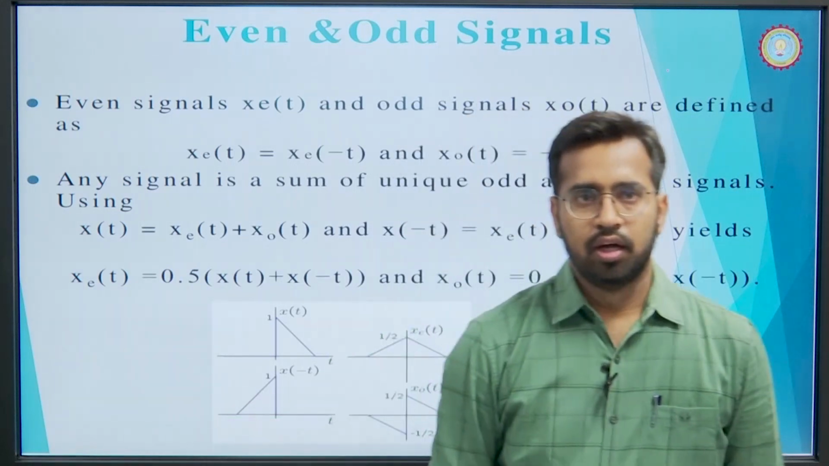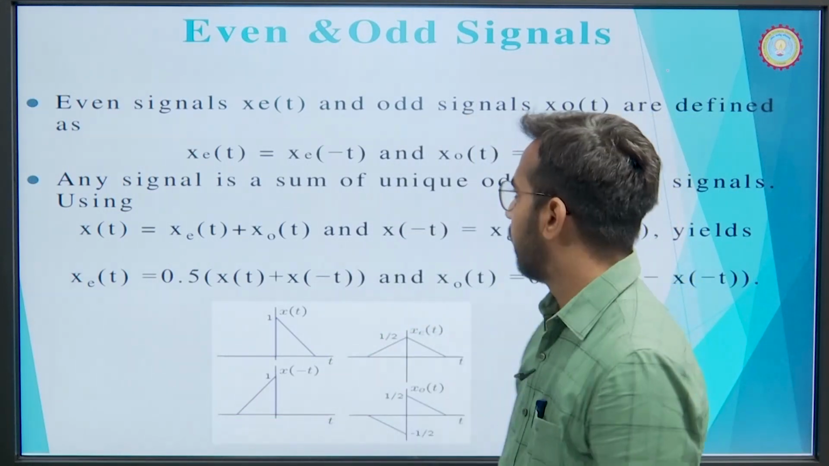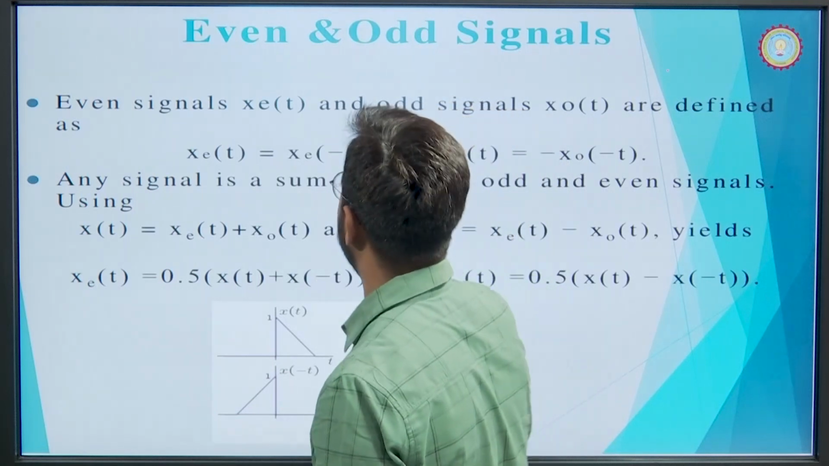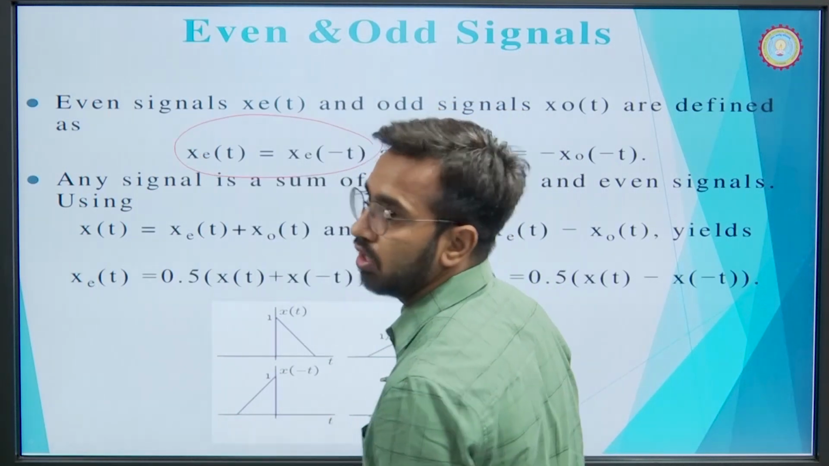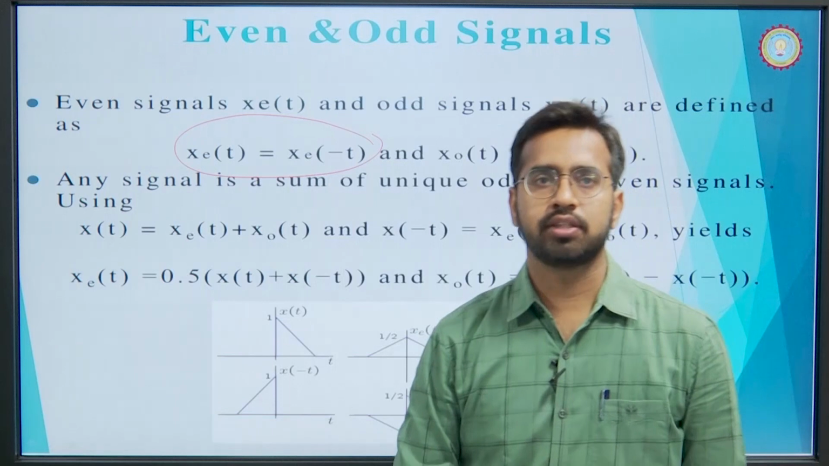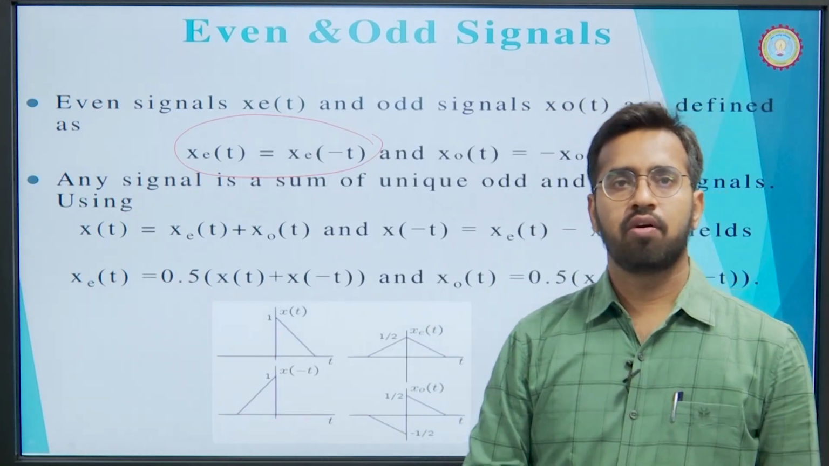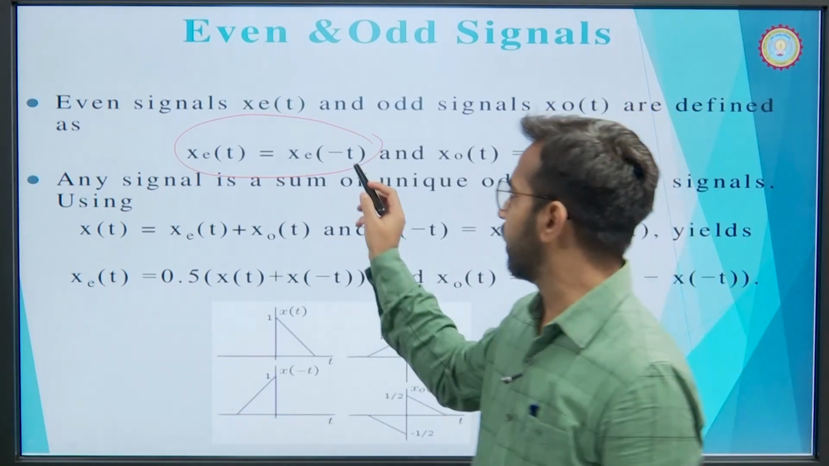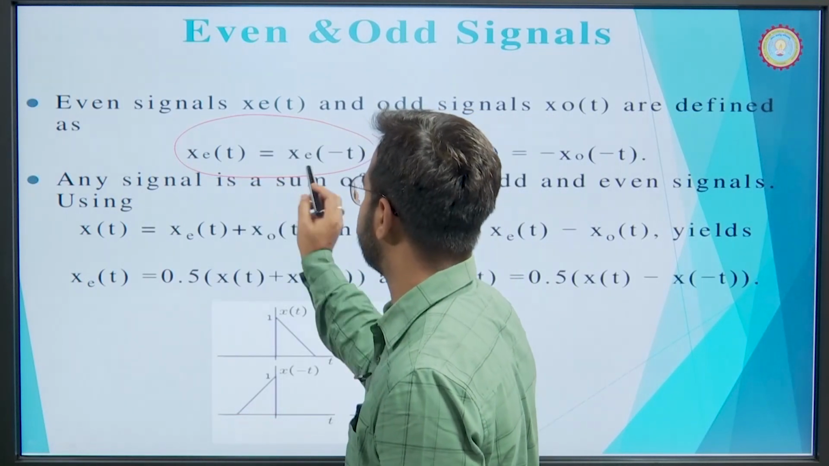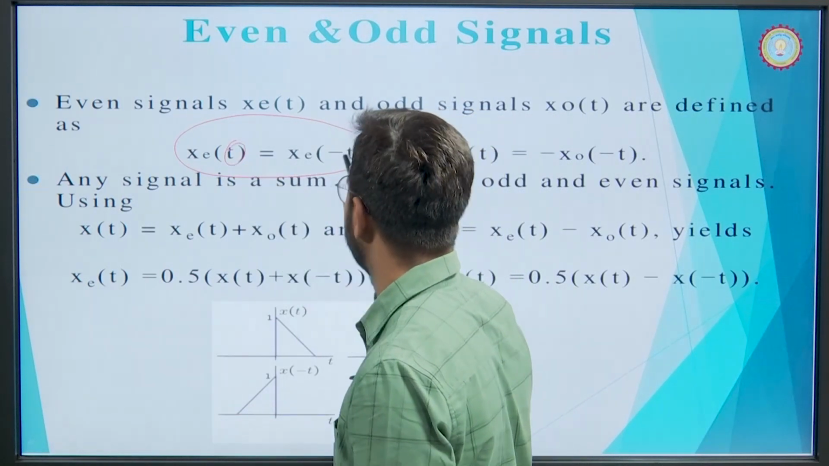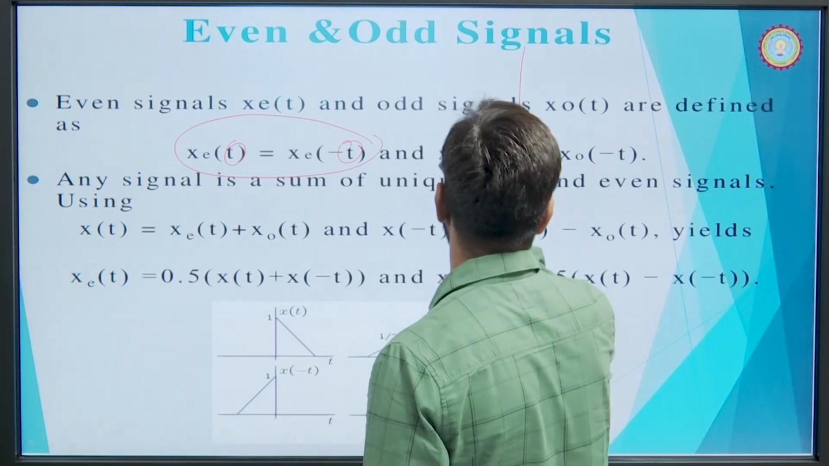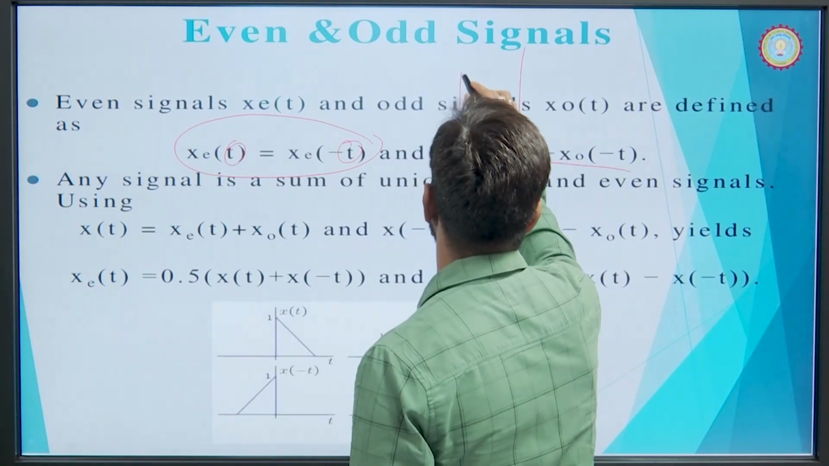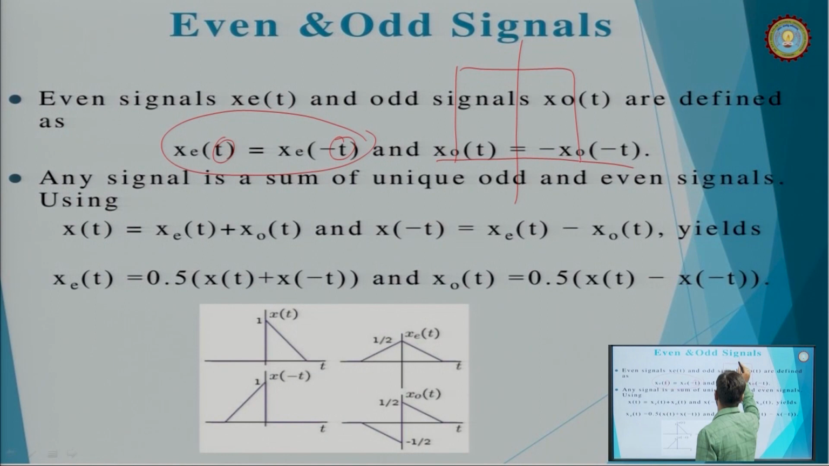Now, what are even and odd signals? If a signal follows the property x(t) equal to x(minus t), then we call the signal an even signal. The value of the signal is the same for t and minus t, which means the signal must be symmetric about the y axis, and only then can it satisfy this statement.